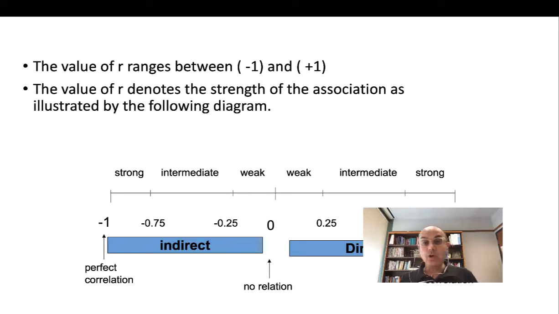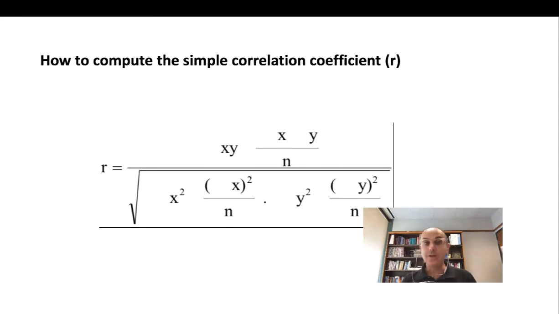Another issue is, again, the issue of indirect and direct. The perfect correlation is -1 or 1. In other words, you will have a better sense when you conduct that type of analysis of what the result indicates. The formula for the correlation coefficient consists of the following notation.